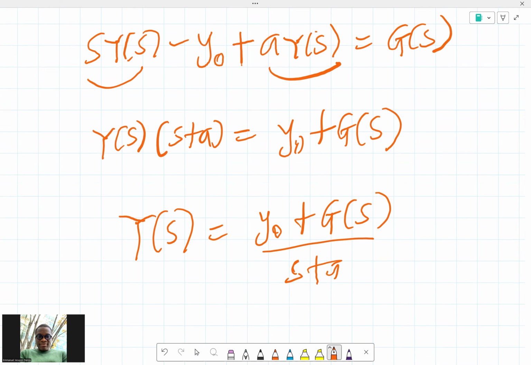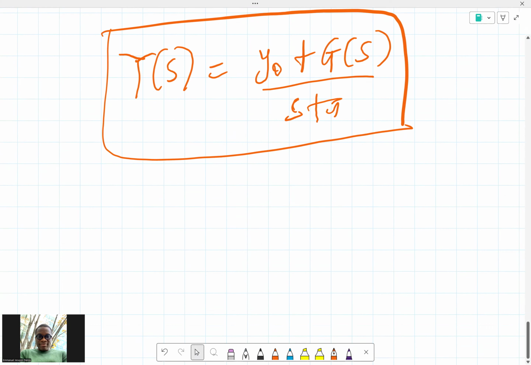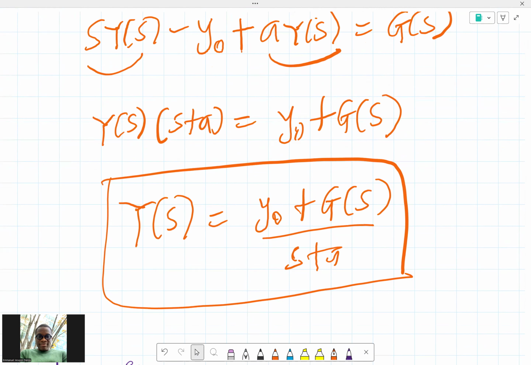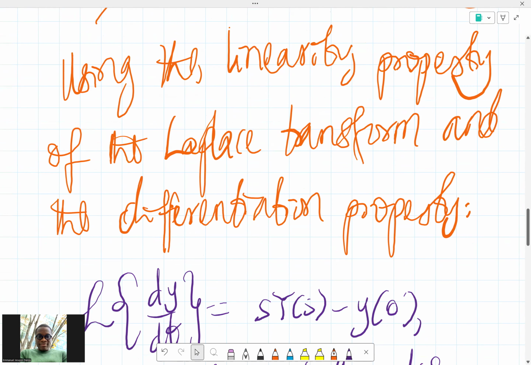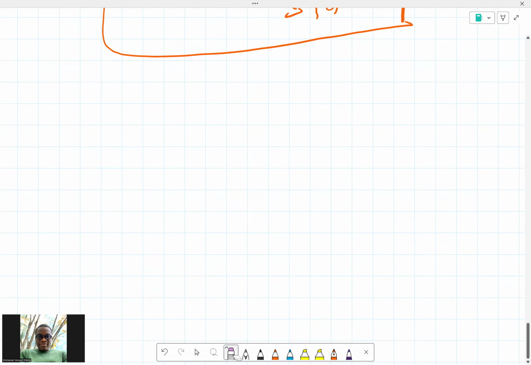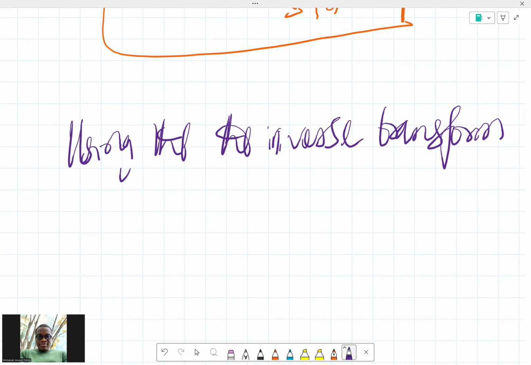Once we have this Y of s, we can do the inverse Laplace transform. Let me just continue with that, using the known inverse transform formula.